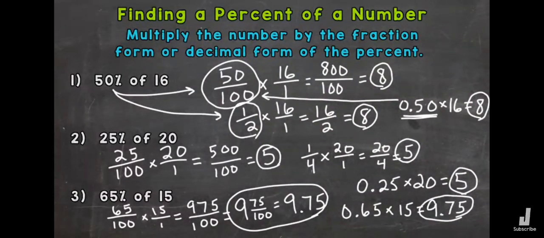So there you have it. There's how you find a percent of a number. Multiply the number you're finding the percent of by the fractional form or decimal form of the percent, and you'll get that percent of the number.